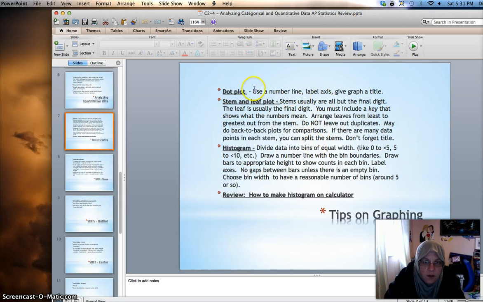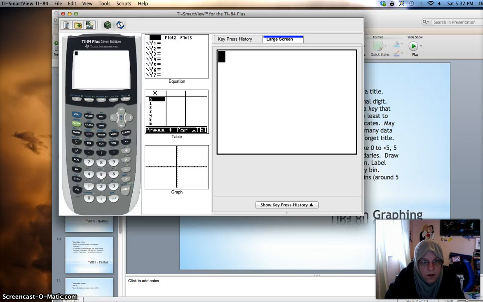Now, the nice thing about a dot plot is every single value is there. The nice thing about a stem and leaf plot, again, every single one is there, and you can actually see the numbers. You pretty much have to make these by hand. There are some software packages out there that might make these, but they're not that common. Histograms your calculators can make, though, and we will look at how to do that right now.